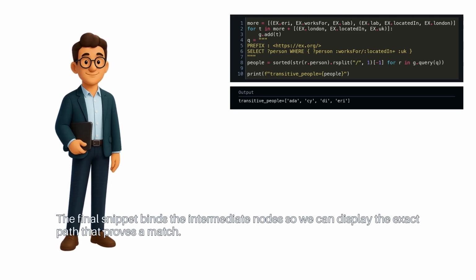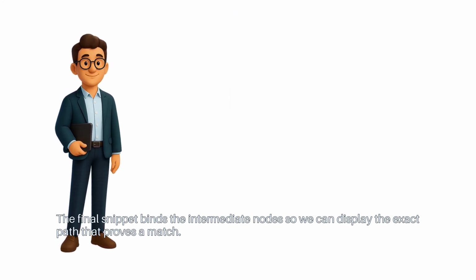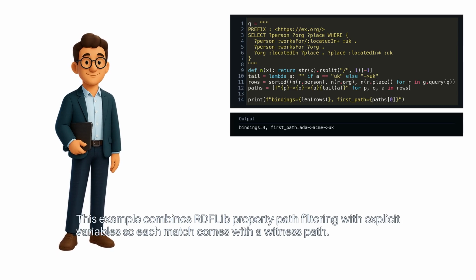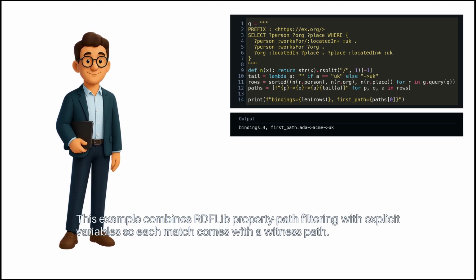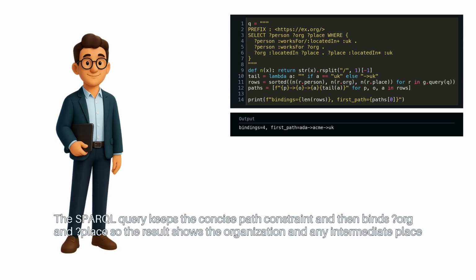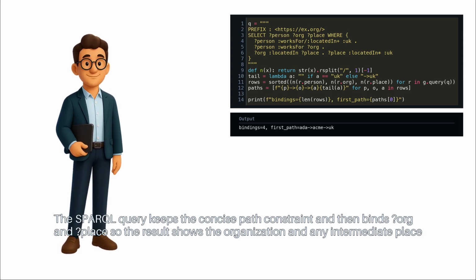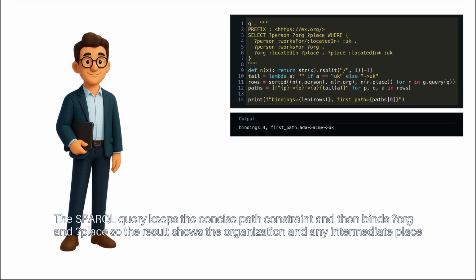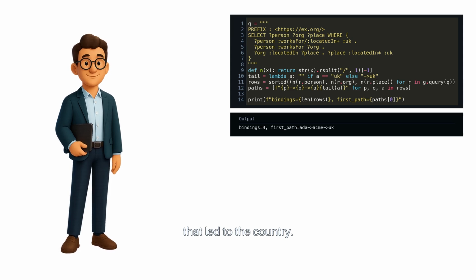The final snippet binds the intermediate nodes so we can display the exact path that proves a match. This example combines RDFLib property path filtering with explicit variables, so each match comes with a witness path. The SPARQL query keeps the concise path constraint and then binds org and place, so the result shows the organization and any intermediate place that led to the country.